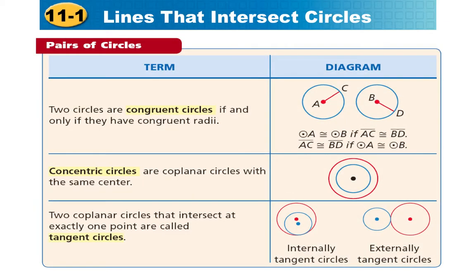Pairs of circles. These are pretty straightforward terms. The first one is congruent circles. If you look at the diagram, it makes perfect sense. I'm not going to highlight it. You can look at this picture, and like I said, it will make sense. Concentric circles. Look at the picture, and it should make sense what concentric circles represents. And then also the last one, tangent circles.